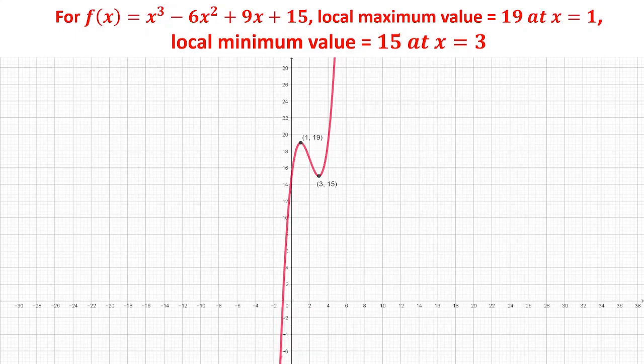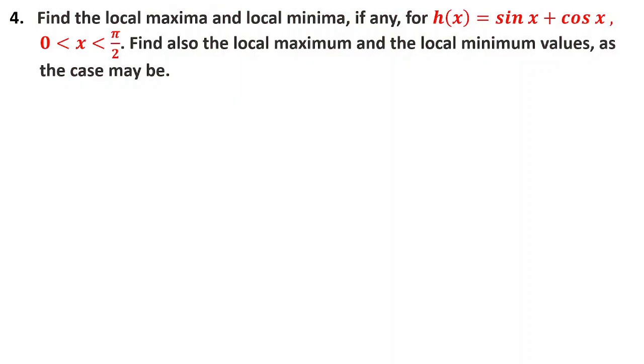Well, this is the curve of it. This is a cubic polynomial. Therefore, you are seeing that the maximum value is attained at x is equal to 1, that is 19. The minimum value is attained at x is equal to 3, that is 15. Good. Let us go to the next question.